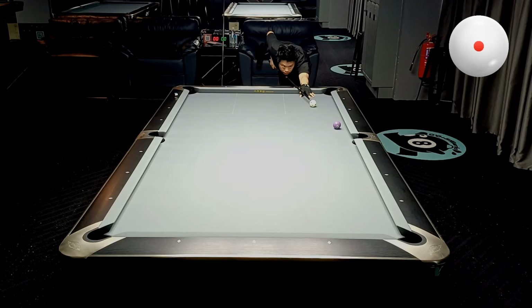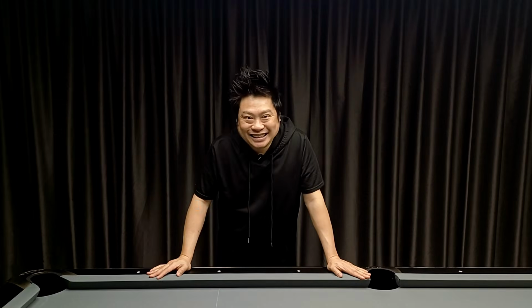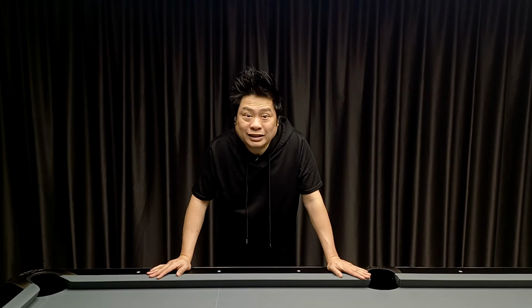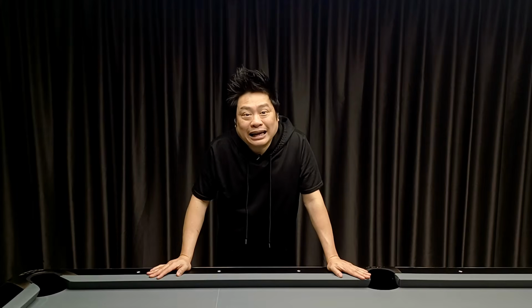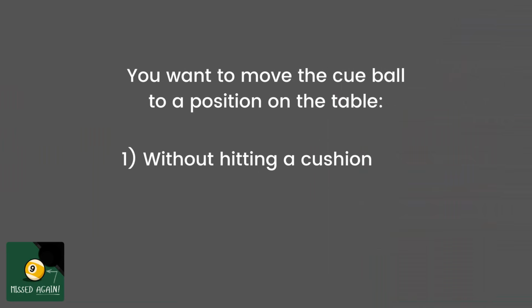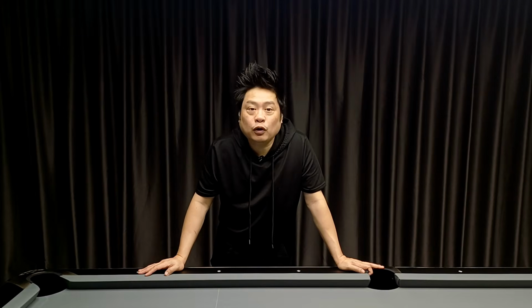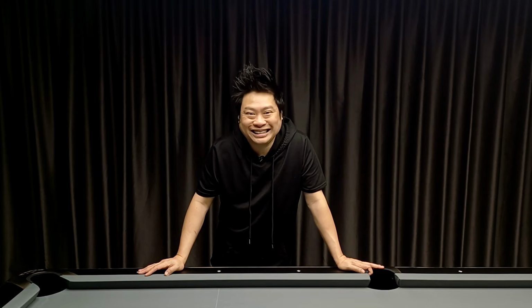So for purposes of this video, we will not take into account the cut-induced throw to keep things simple. It is impossible to show all scenarios, but hopefully this video will offer some baseline references so that they'll be useful starting points for beginners and advanced beginners. There are essentially two basic paths you want the cue ball to travel after contacting an object ball. You want to move the cue ball to a position on the table without hitting a cushion or after hitting a cushion or cushions. In this video, we'll focus on the first scenario, moving the cue ball to a position on the table without hitting a cushion.